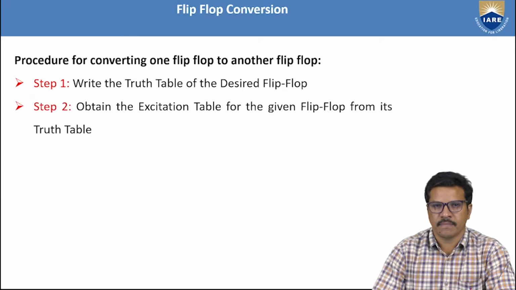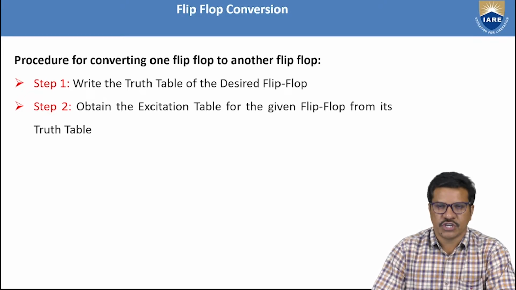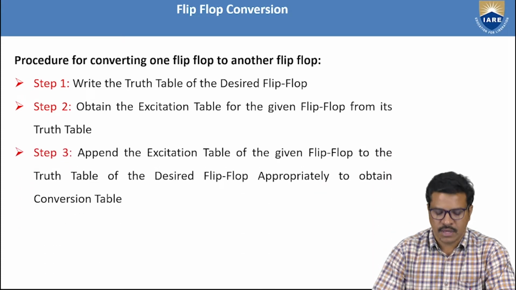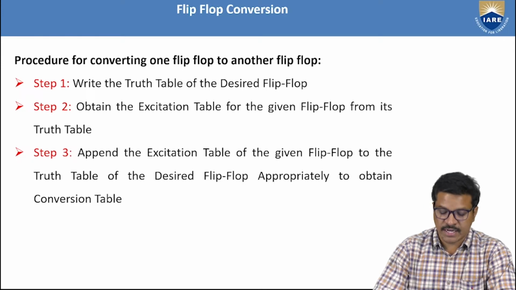Coming to the second step: obtain the excitation table for the given flip-flop from its truth table or characteristic table. The excitation table, as we know, gives the relationship between the inputs of the flip-flop and the present state and next state of the flip-flop. So obtain the excitation table for the given flip-flop from its truth table.